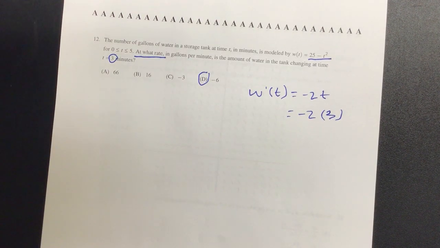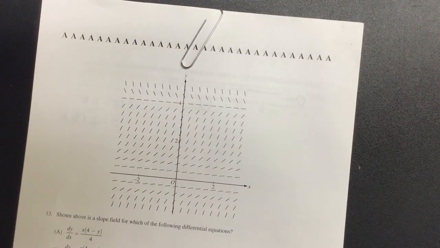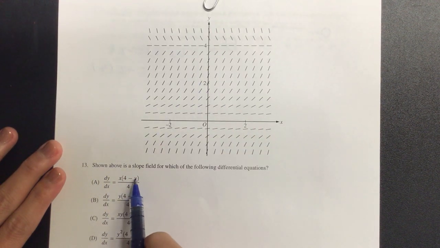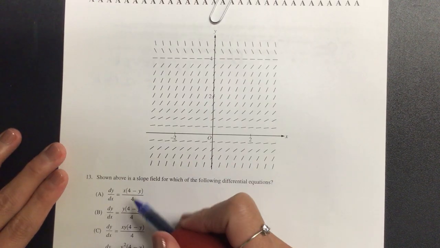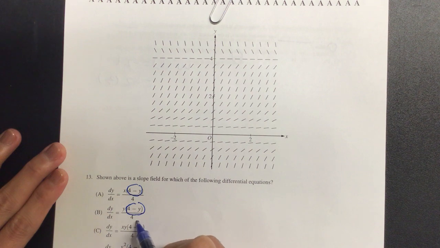All right, number 13. Not 13. Is there a 13? Oh, there is a 13. Silly me. Okay, so we have our slope field. And this slope field is kind of mean because the trick I tell you guys, looking for 0, is not really nice. Because if you notice here, if y is 4, the whole thing is 0, right? And notice this didn't change no matter what. So that's kind of mean.